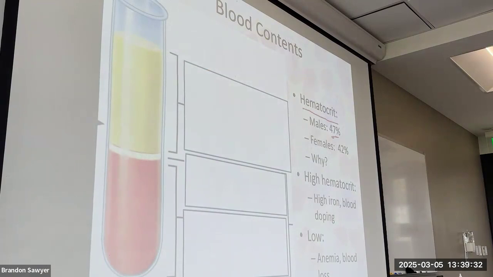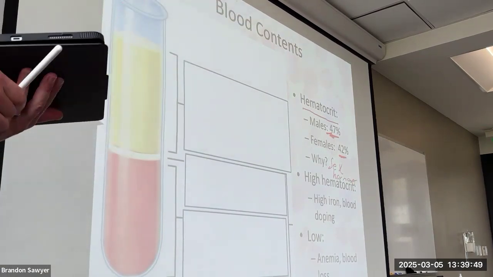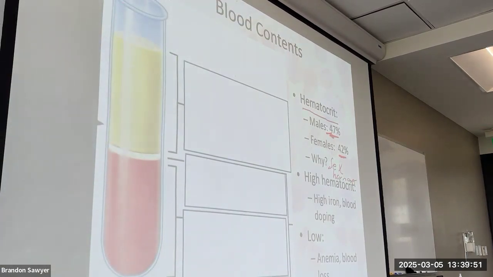Okay, typically in males it's about 47% on average, females about 42. The main difference has to do with sex hormones. It doesn't have to do with the menstrual cycle. That's kind of just a common misconception that women lose some blood with the menstrual cycles. Maybe that's why, but it's not that. It's typically more due to the effects of testosterone on red blood cell development versus estrogen are different.